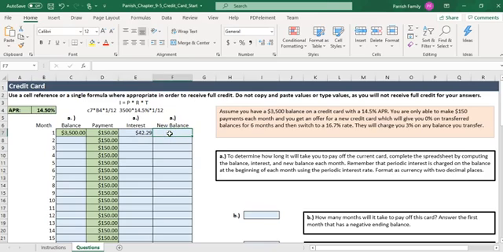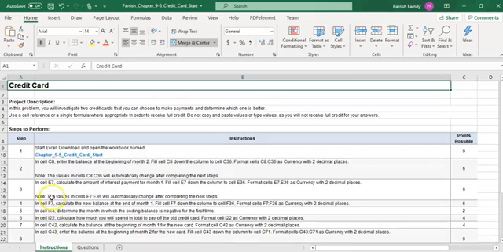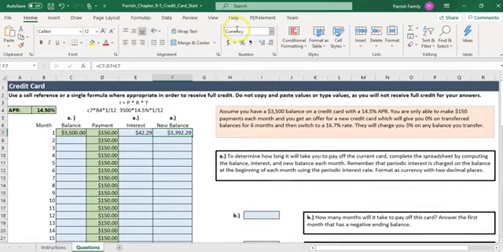So we're going to be doing equals the C7 minus the 150, which is D7. Then we're going to add the E7. But we now have a balance of $3,392. Let's check our formatting for that cell. F7, it says calculate the new balance, formatted as currency with 2 decimal places. So let's make sure we've got currency and we've got 2 decimal places.